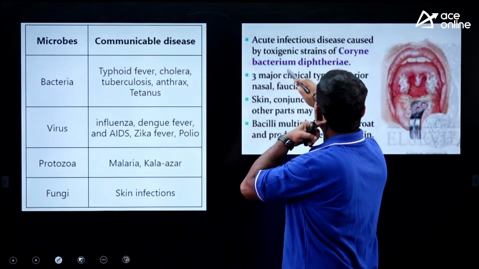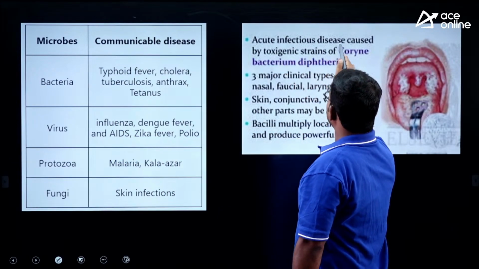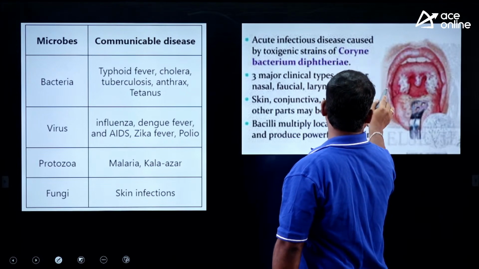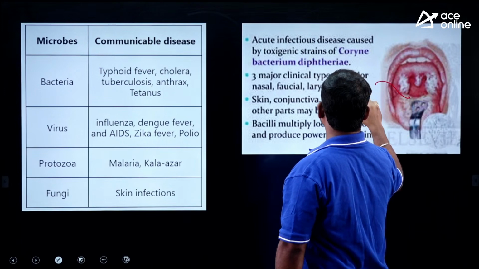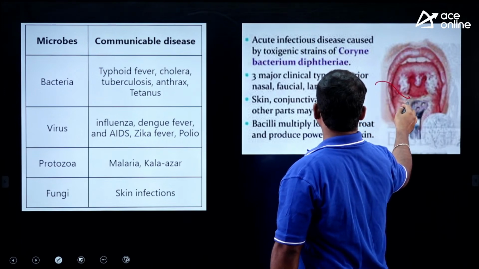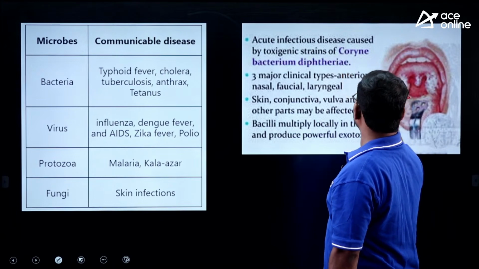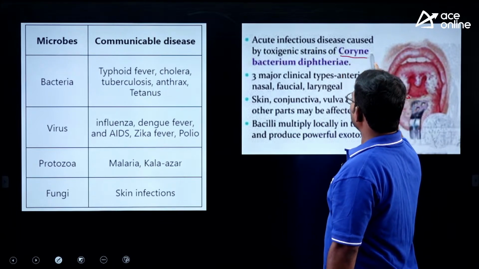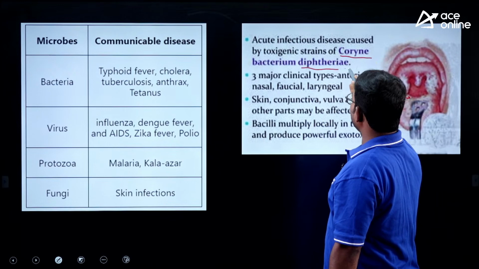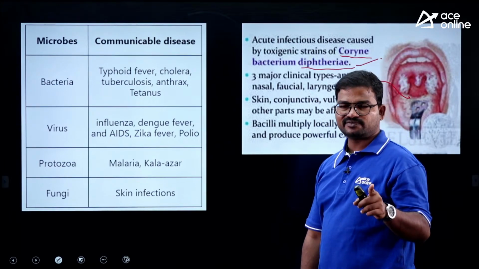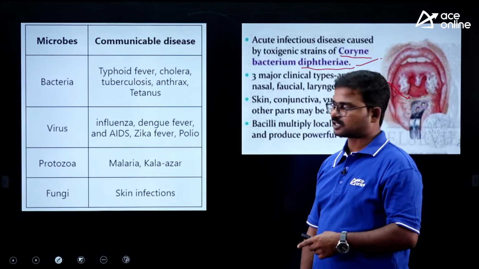Okay, so first of all, you have to know about diphtheria. This diphtheria is majorly an infection of the nasal regions. And one more interesting point is what is responsible for this diphtheria: Corynebacterium diphtheriae. This is responsible for diphtheria. You have to remember the name of the bacteria.